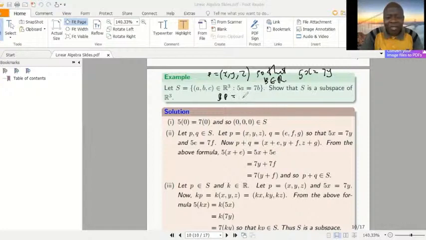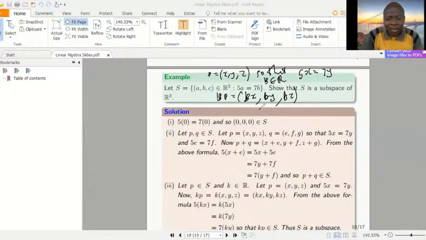And when I get the product, I'll get beta x, beta y, beta z. Good. Now, what is our role now? Our role is to show that beta P is in S. And how do we show that it's in S? For us to show that beta P is in S, we need just to show that 5 times the first element here equals 7 times the second element.